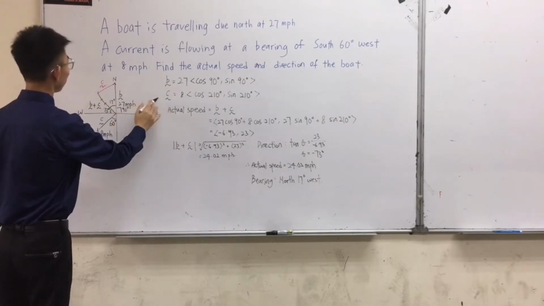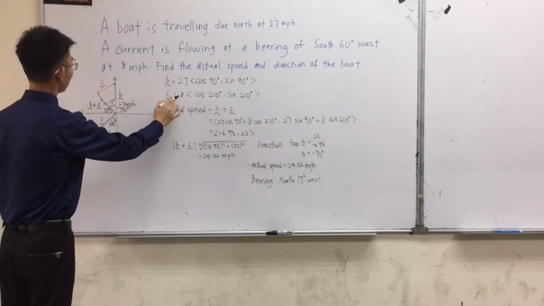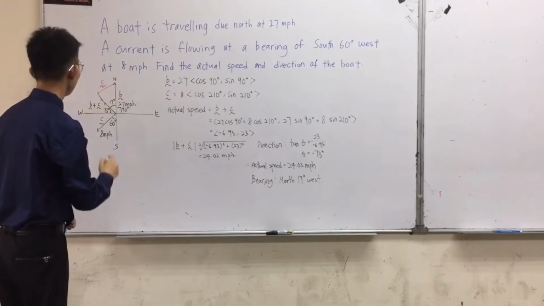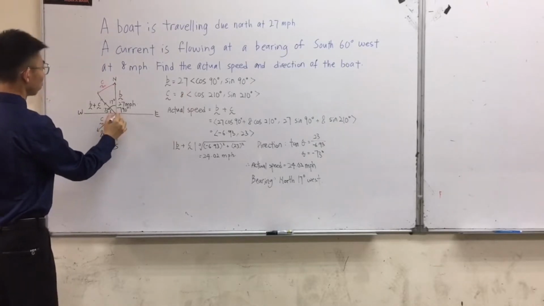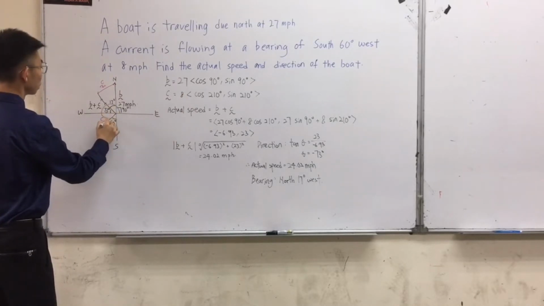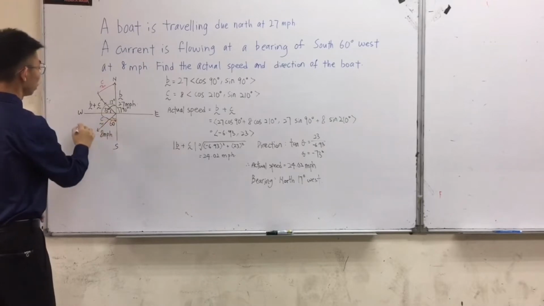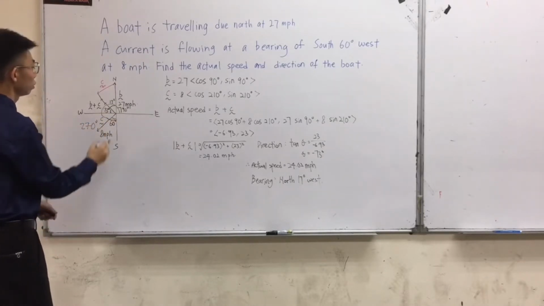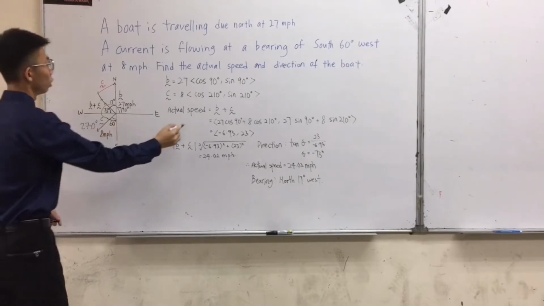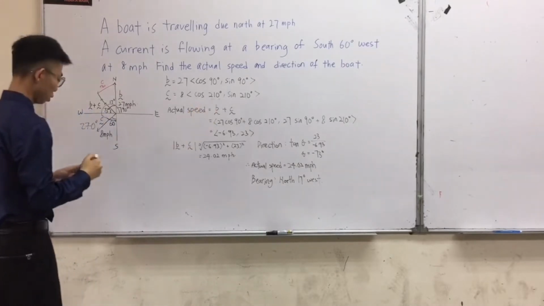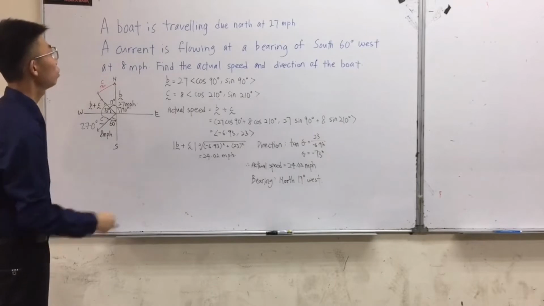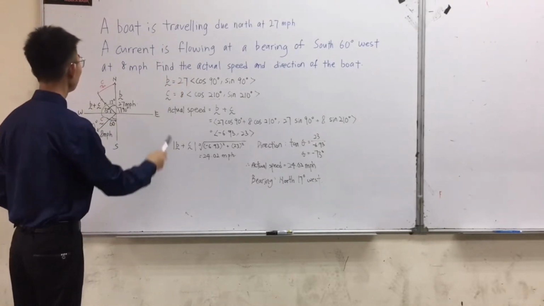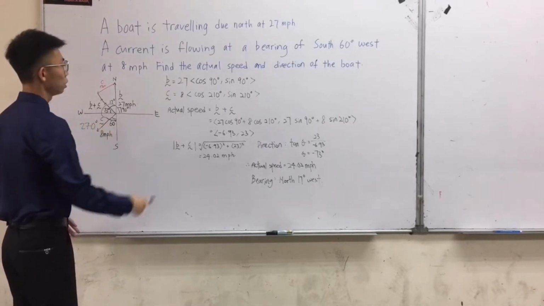And for vector C, 8 is the magnitude and cos 210 degrees, because from here to here is 270 degrees. So 270 degrees minus 60 degrees, we get 210 degrees. The question asks to find the actual speed. So the actual speed is equal to vector B plus vector C.